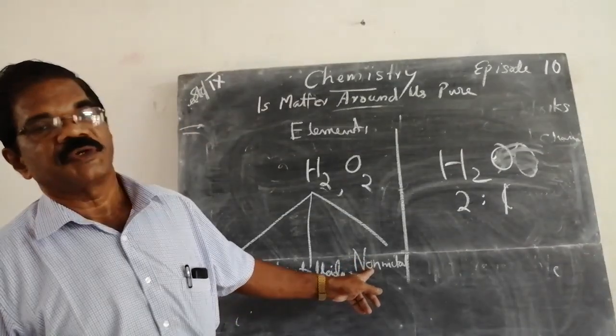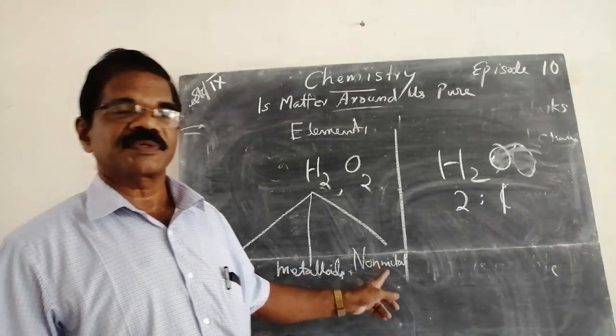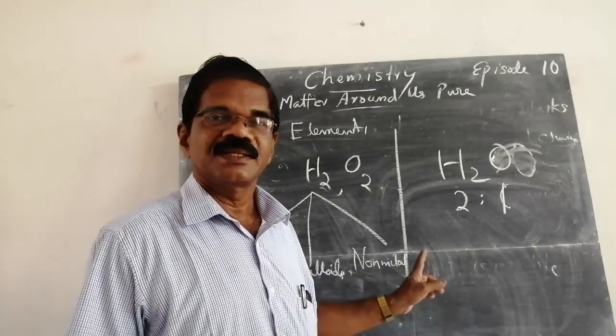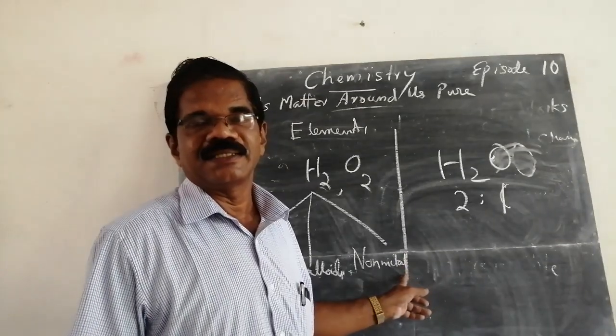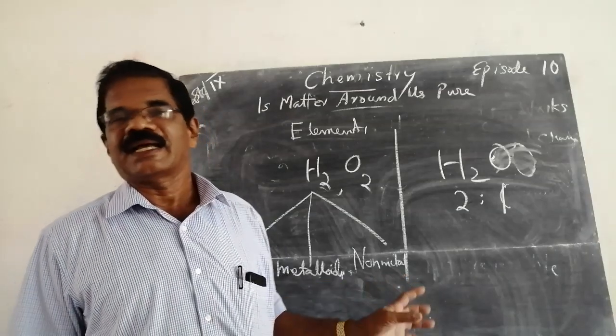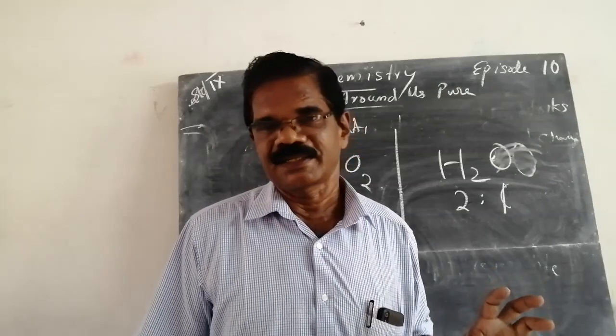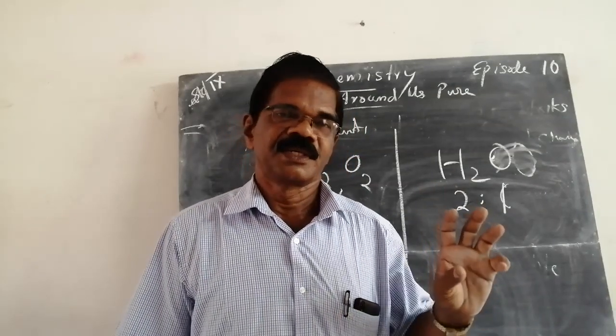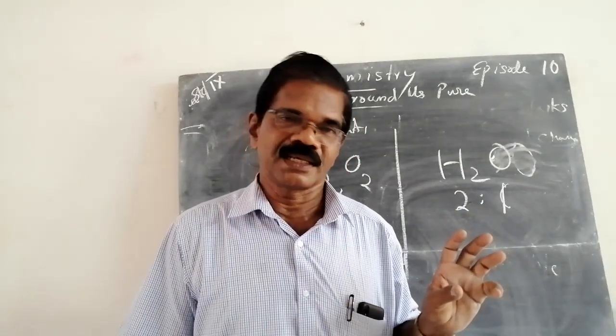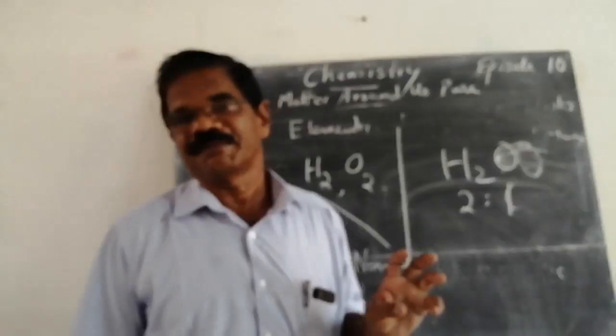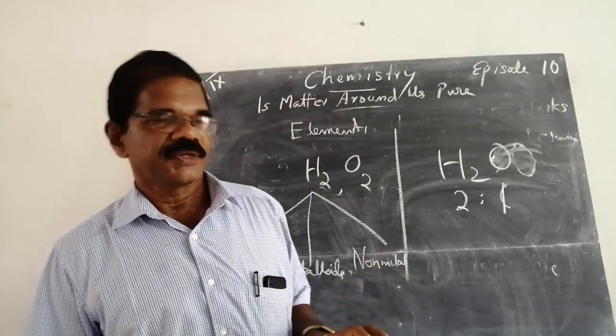Similarly, what are the properties of non-metals? Unlike metals, non-metals are found in either gaseous, liquid, or solid state. Some of them are in the solid state, most of them are in the gaseous state, and some of them are in the liquid state. The liquid non-metal is bromine. Bromine is a liquid non-metal.